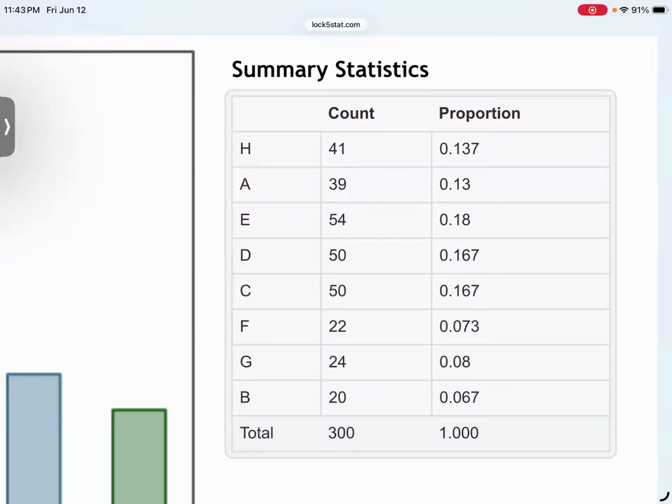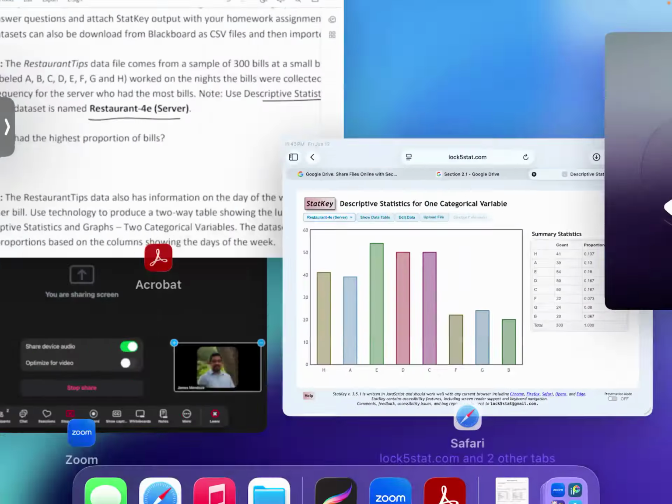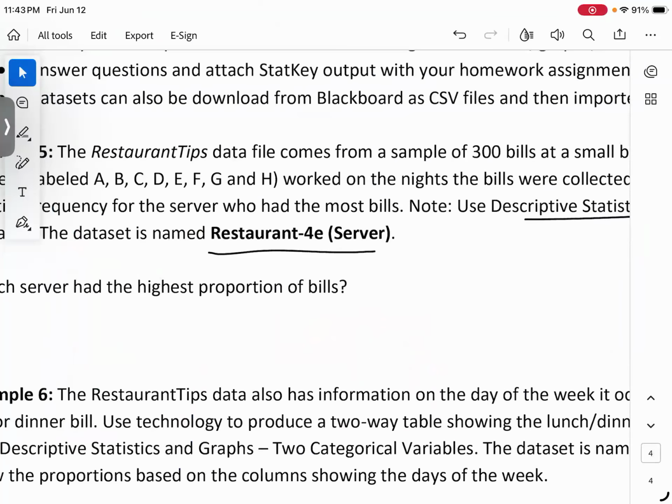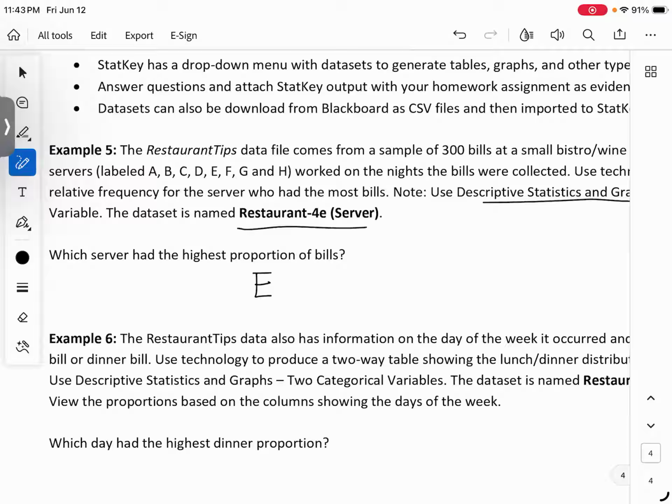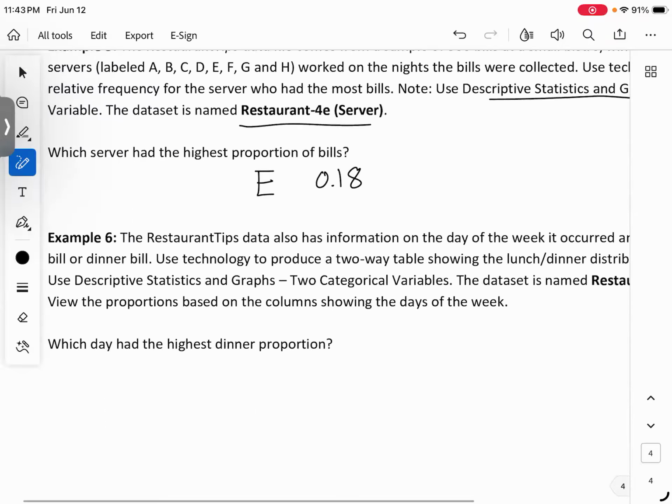Just double checking that. Yeah, 54, 0.18. And that's it. I mean, if we wanted to, we could also put what they had, 18%. But let's try another one and we'll call it a lesson.